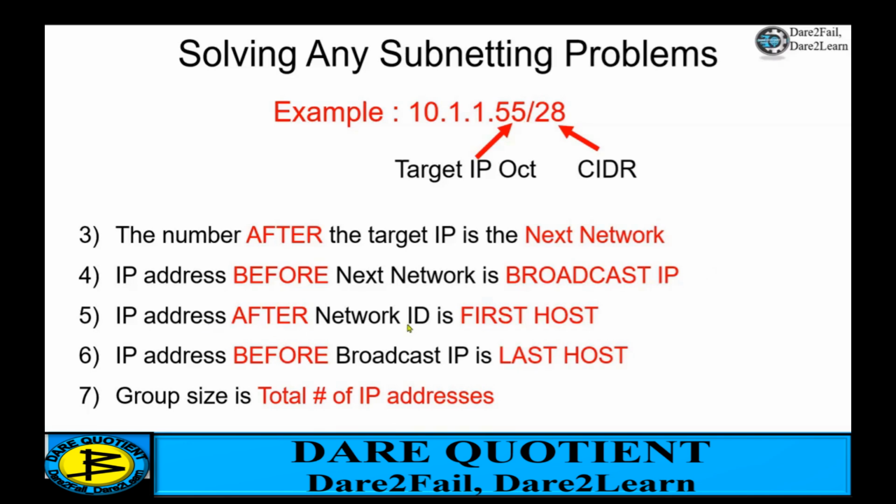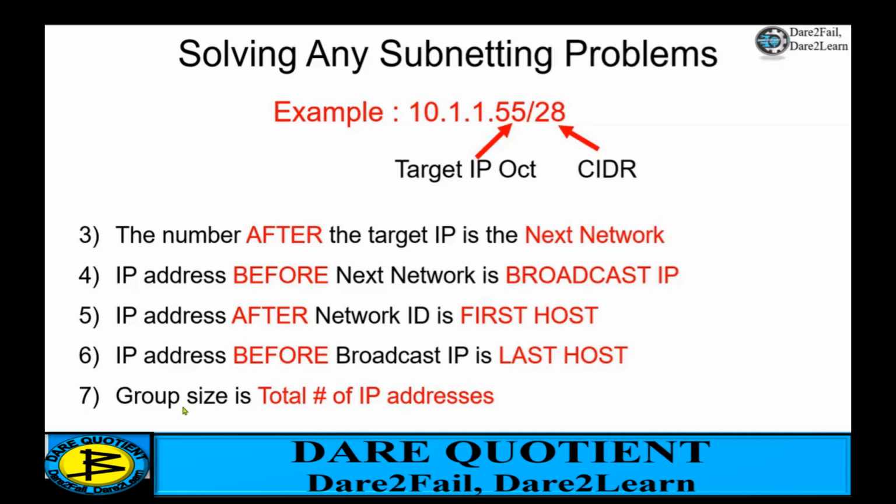The IP address after your network ID is your first host, which is your network ID plus 1. And the IP address before the broadcast IP is the last host. We know the broadcast is the last IP address in your subnet, and the IP address before it is the last host. And remember, your network and your broadcast, you do not put on your router.